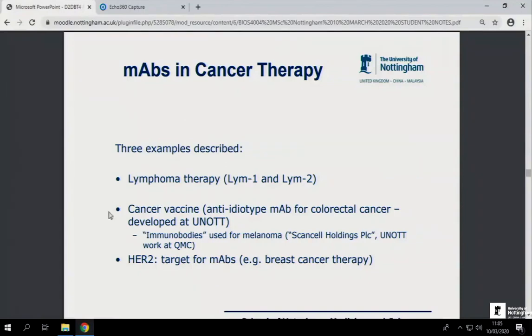We're going to talk about lymphomas. We're going to talk about cancer using monoclonal antibodies as a vaccine, using what are called anti-idiotype monoclonal antibodies. Now, you probably don't know what an anti-idiotype is, do you? I'll assume no, and I'm going to summarise what they are quickly. And then we're going to talk about HER2, which is the human epidermal growth factor receptor, which has now become big news for breast cancer therapy. Okay.